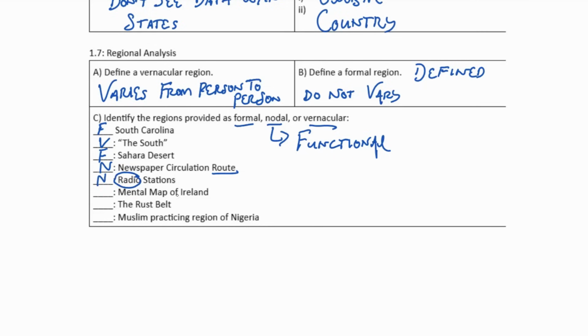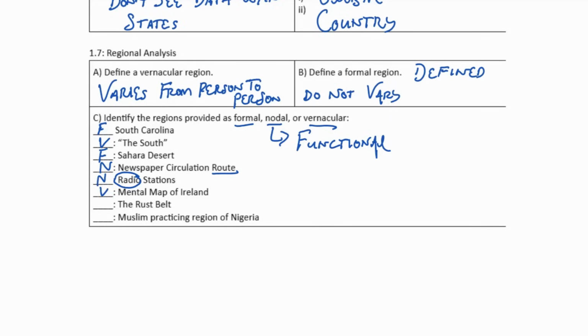Then we have a mental map of Ireland. And a mental map is a map I'm creating just off the top of my head. So if I had a blank piece of paper and I tried drawing Ireland, that's my mental map. And my mental map is going to be a lot different than the mental map of my teacher or my friend. It's up to my interpretation and how I visualize Ireland. And so vernacular is going to be the type of region.